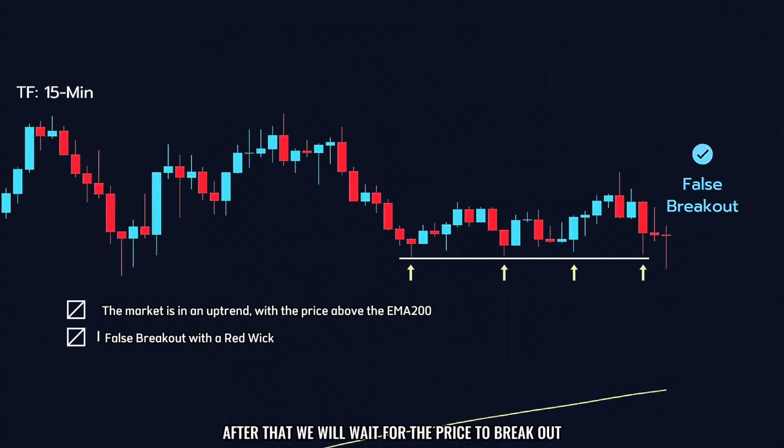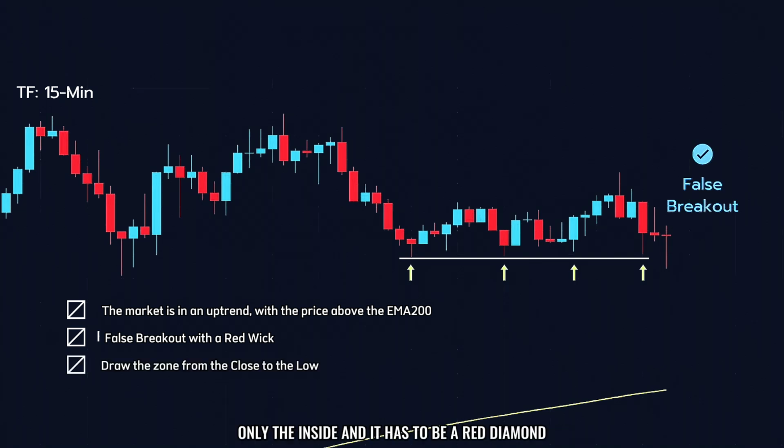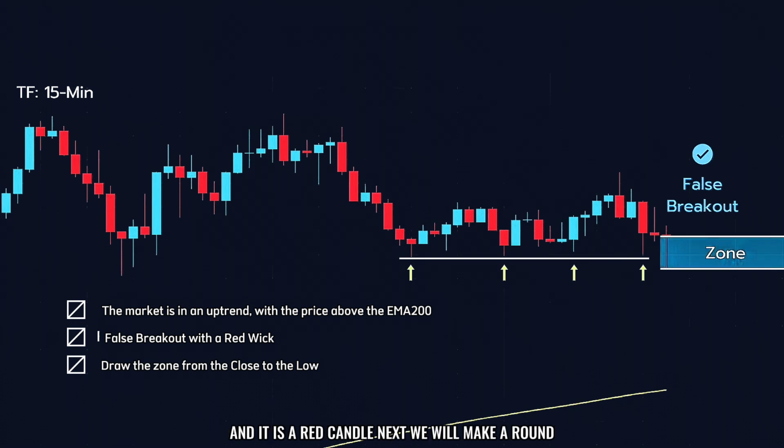After that, we will wait for the price to break out. The important thing is that it will have to break out only the inside, and it has to be a red candle. Wait for 15 minutes. The next candle is really a breakout. This point is considered to pass the gain because the breakout is only in the candle, and it is a red candle.